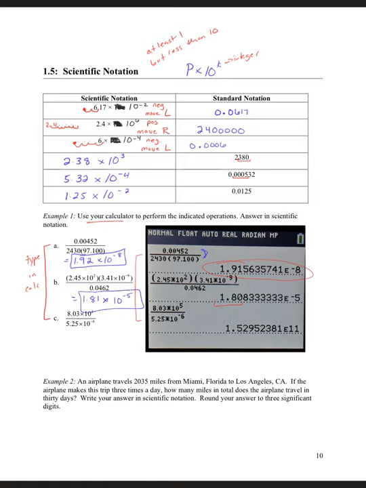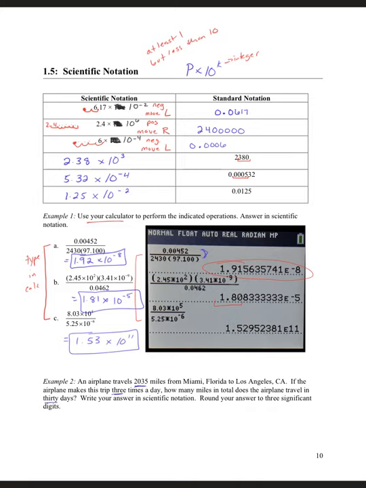And last but not least, we type that one in. Again, we want to use 3 sig digs, so this would be 1.53 times 10 to the 11th power. Okay, so go ahead and pause the video and read through the last example. Okay, you can see that an airplane travels this many miles in one trip. It tells us that this airplane makes the same trip 3 times a day, and we want to know how many miles is that in 30 days.